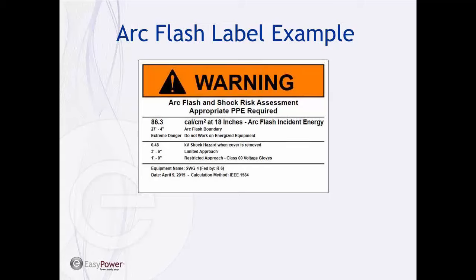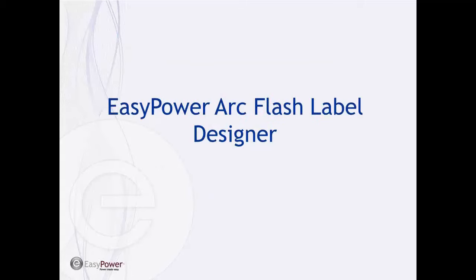But typically the Arc Flash label does have the shock hazard information and the limited and restricted approach distances. And then it is nice to have the equipment name so that you have a reference. In this template that I'm showing, there is also the date and the method of calculation. So that's a little introduction to the Arc Flash label.